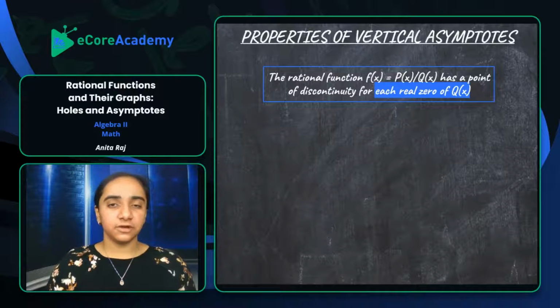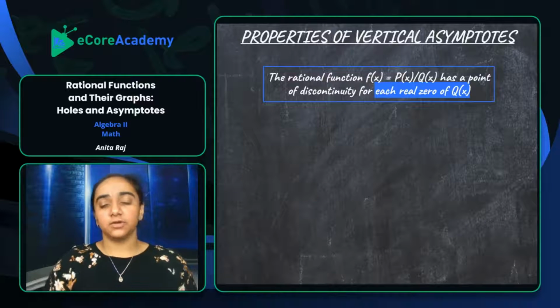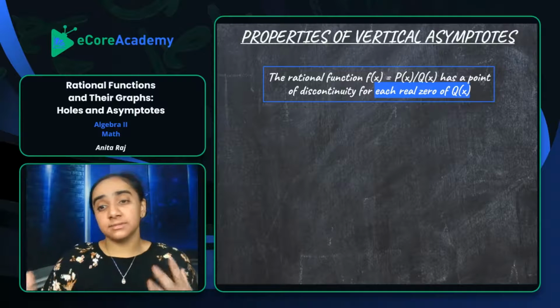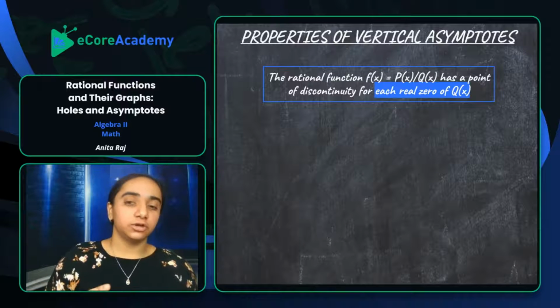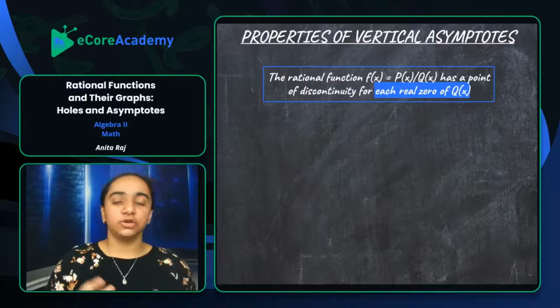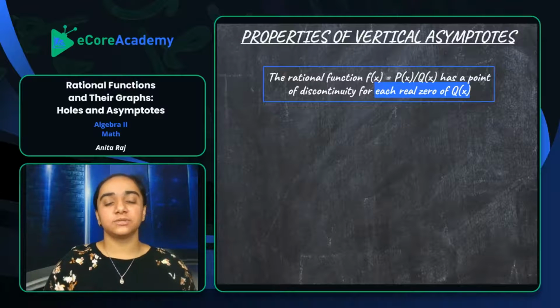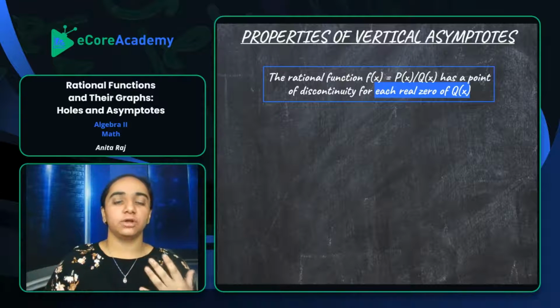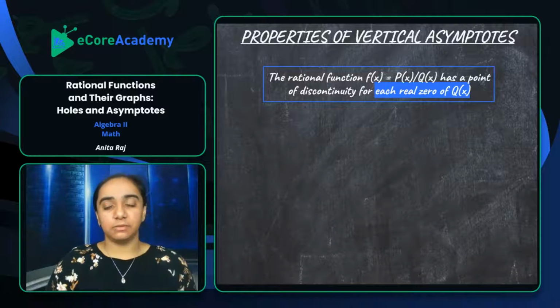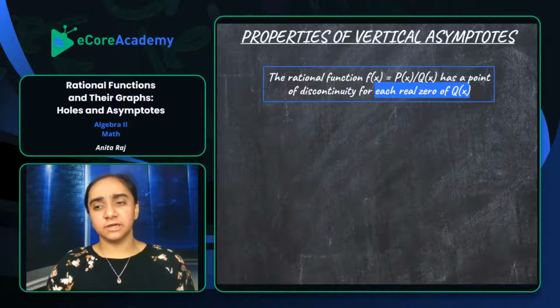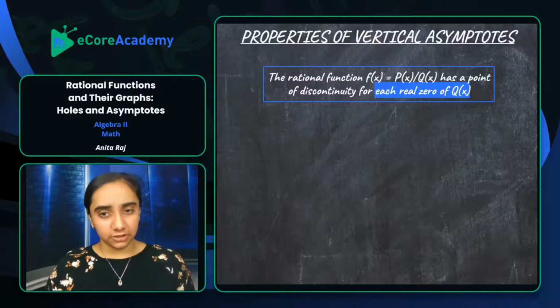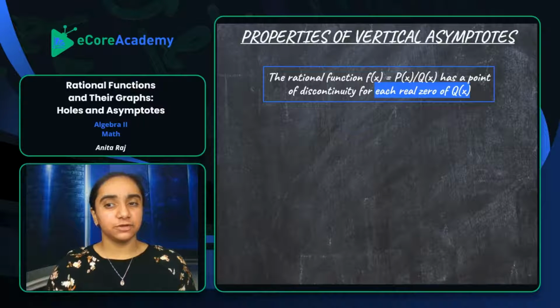Well, obviously, our rational function comes in the form f of x equals p of x over q of x. P of x is your numerator, Q of x is your denominator, and both of them are going to be polynomials. Sometimes you're dealing with a constant term, a linear term, a quadratic term, cubic, etc. And you don't know how many terms you might have. You might have a binomial, a trinomial, a monomial, or a polynomial. So P of x and Q of x, you're pretty much dividing them, and your rational function is going to have a point of discontinuity for each real zero of Q of x.